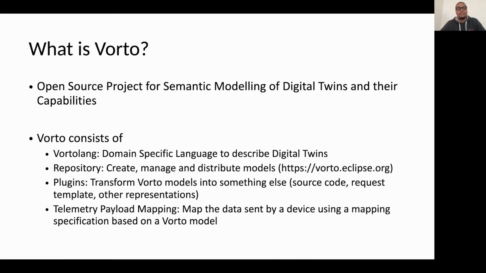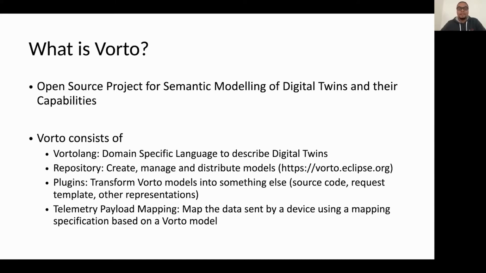The project consists of Vortolang, which is a domain-specific language to describe digital twins. This is the core of the project. This is used to create the models. And then the project consists of the repository, which is used to create, manage, and distribute models. We are using vorto.eclipse.org as a location where we host a centralized repository for everyone to use. But if you want to host your own repository, you can also do that by using the tools that we provide.